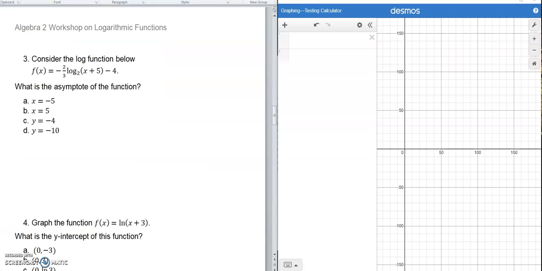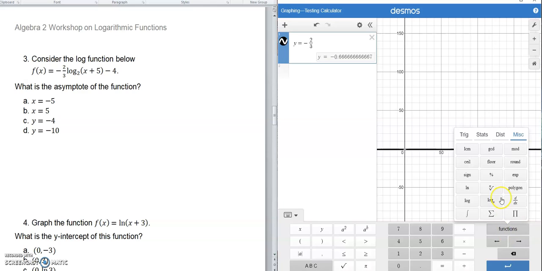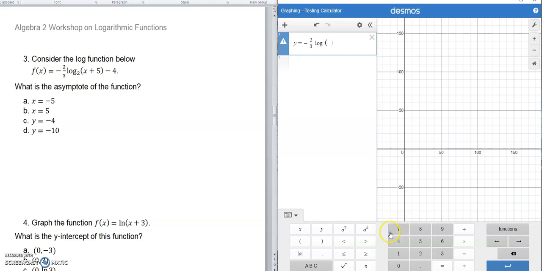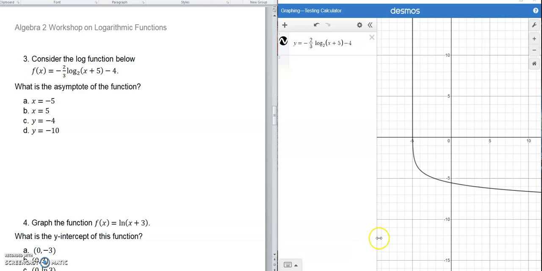Question number 3. Consider the log function below. f of x equals negative 2/3 log base 2, parentheses x plus 5, minus 4. What is the asymptote of the function? Let's go ahead and plug this in on Desmos. Okay, so as you can see here, the asymptote is x equals negative 5. The answer here is A. Once again, this is a vertical asymptote. There is no horizontal asymptote.